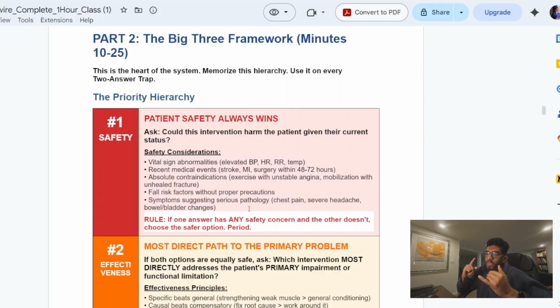If one answer has any safety concern and the other doesn't, choose the safer option, period, right? I want you to ingrain this in your brain. Always, I need to choose the safest option.